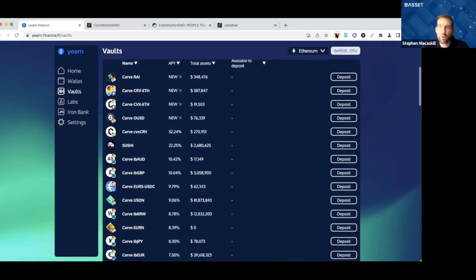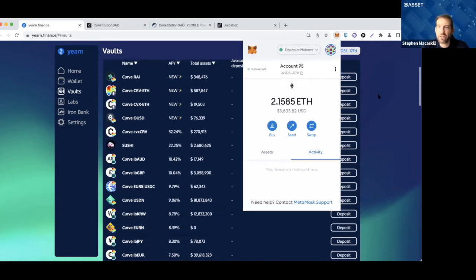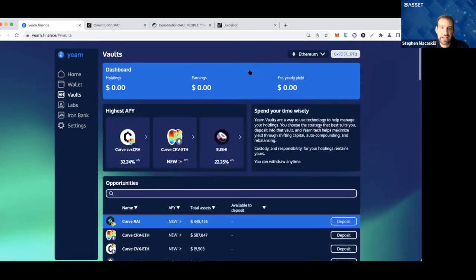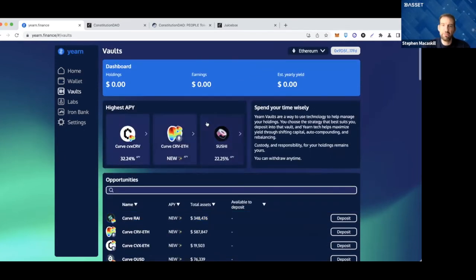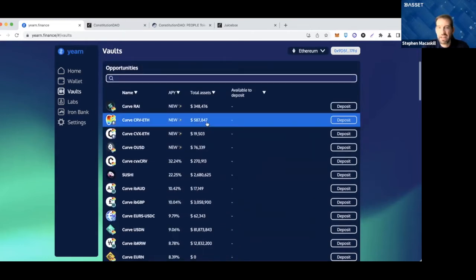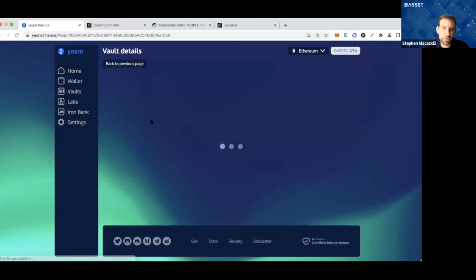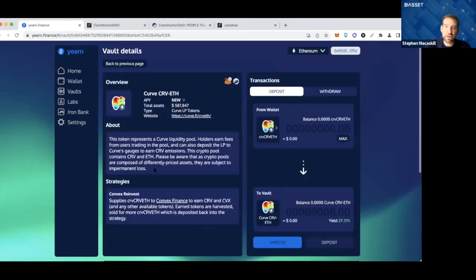So I do have a wallet here, which has some ETH in it. And so I was thinking of showing a live example where maybe we can engage with some of these vaults. A lot of these vaults will tell you their strategy and how they work, but then you will need to essentially acquire the asset to deposit into the vault. So this is just a random one.